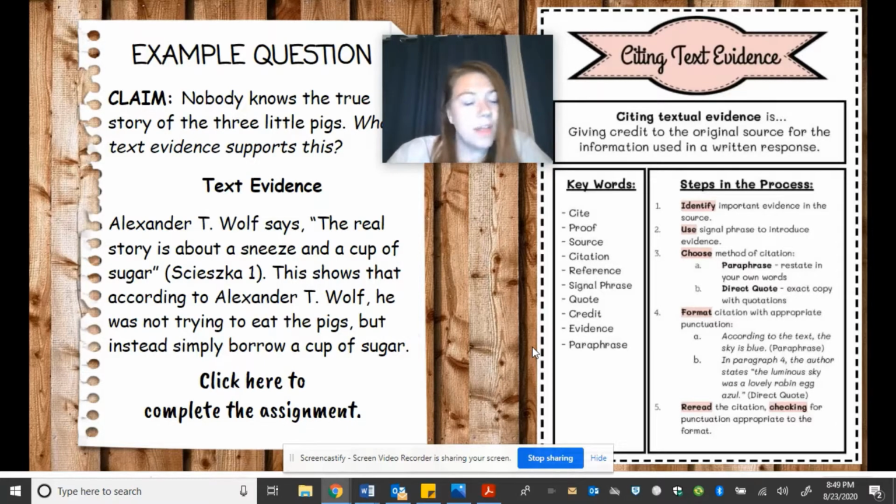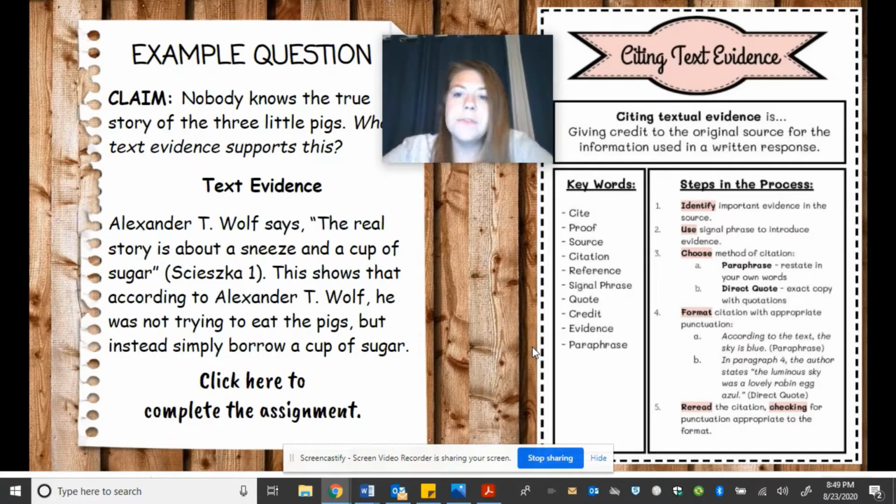Because when we steal that information, we copy it and try to pass it off as our own, it's called plagiarism. And plagiarism can get you in a lot of trouble. It's cheating, it's stealing information without consent, really. And it can even get you kicked out of college. So it's super important that we learn now how to cite text evidence in a productive way.